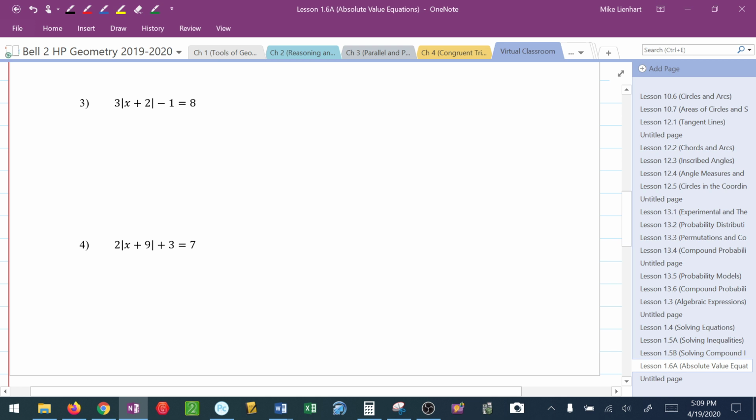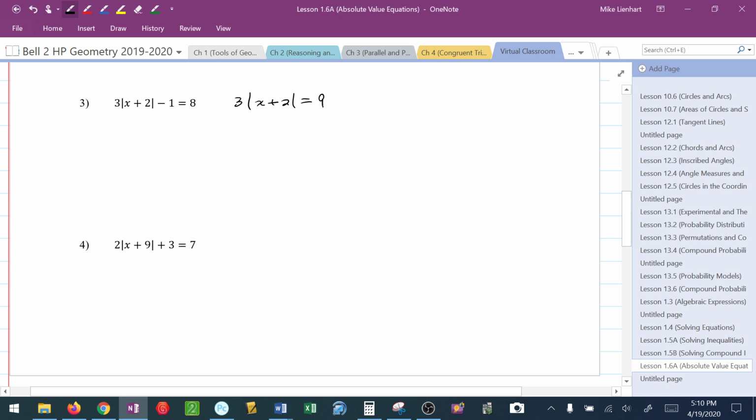On this third example here, we've got stuff going on outside the absolute value. So the first thing that I need to do on this problem is solve for the absolute value. If I solve for the absolute value here, I know I need to add 1 to both sides. This gives me 3 times the absolute value of x plus 2 is equal to 9.